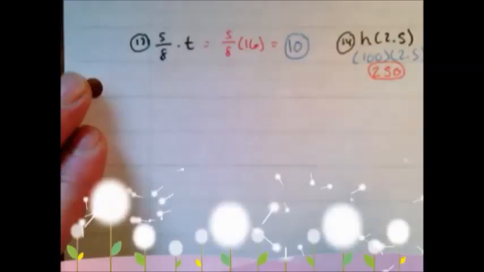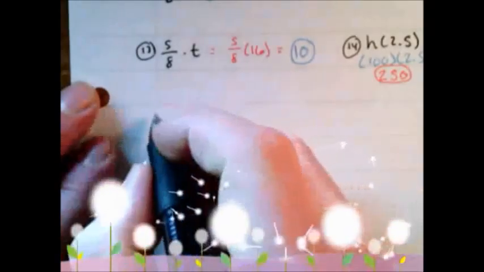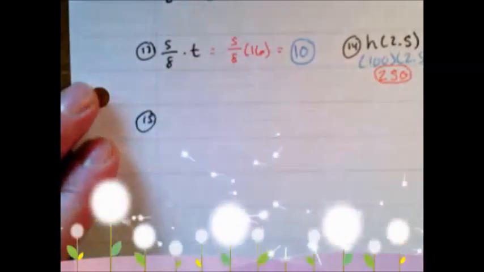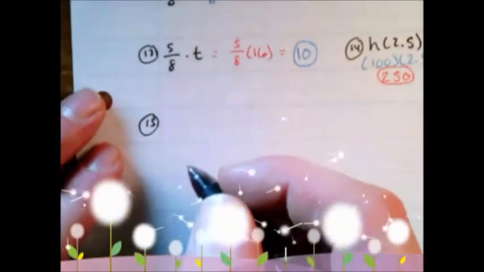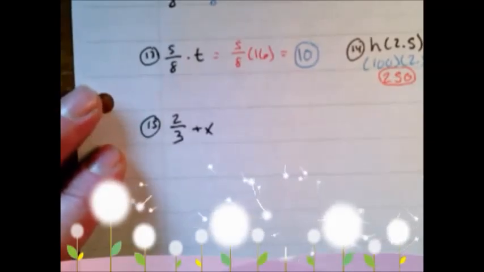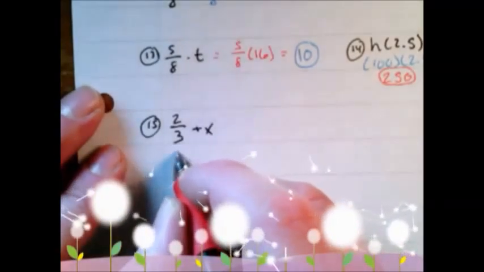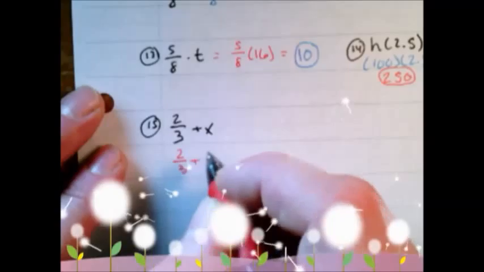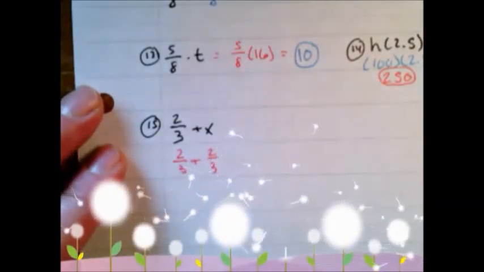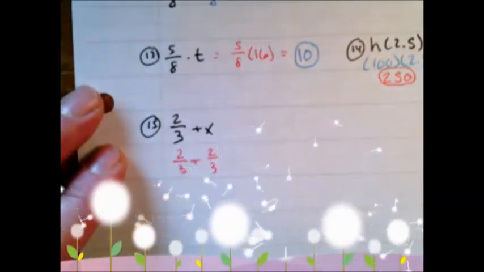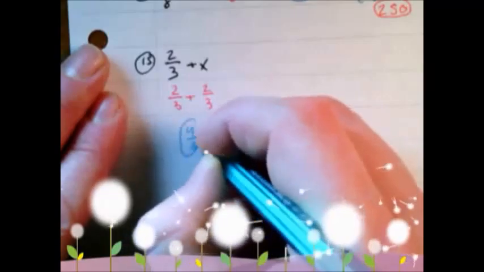Next, we're moving on to number 15. We've got 2/3 plus x. We're going to evaluate that for x equal to 2/3. So we're going to replace the x with a 2/3. We're going to add 2/3 plus 2/3 for a grand total of 4/3.